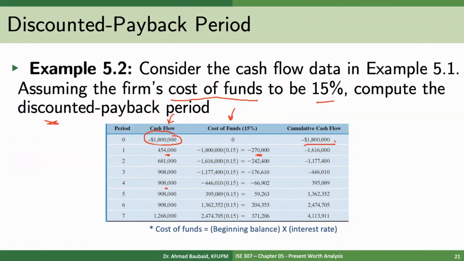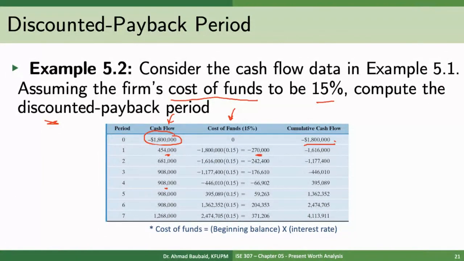And there are two ways to think about what's happening in this step. If you took out a loan in the amount of 1.8 million to fund your project, which can happen, then of course the loan has interest, and you can take this 15% cost of funds to be the interest of the loan.